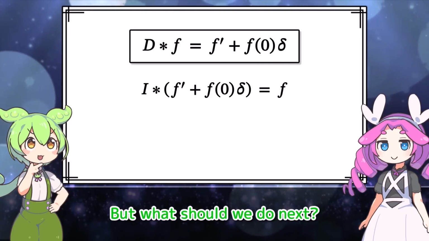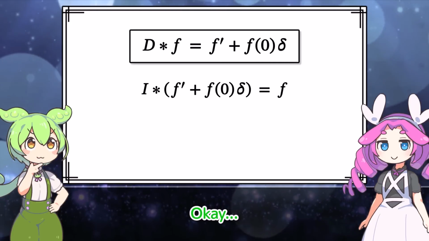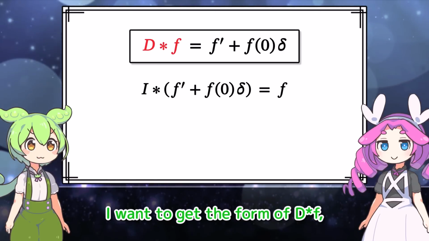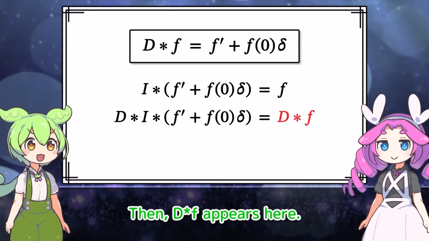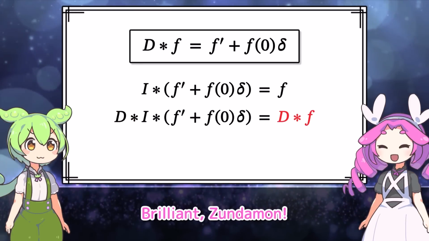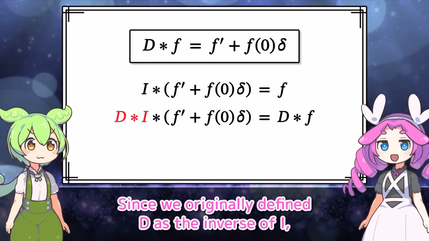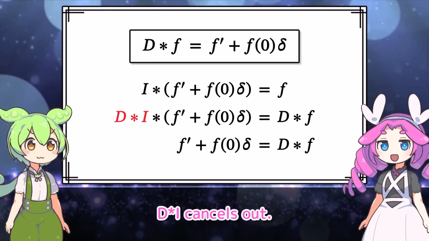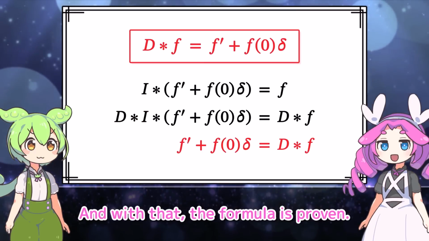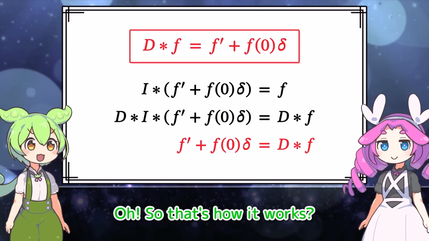Really? But what should we do next? Okay. I want to get the form of d star f. So let's multiply both sides by d. Then d star f appears here. Brilliant, Zundamon. Since we originally defined d as the inverse of I, d star cancels out. And with that, the formula is proven. Oh, so that's how it works?